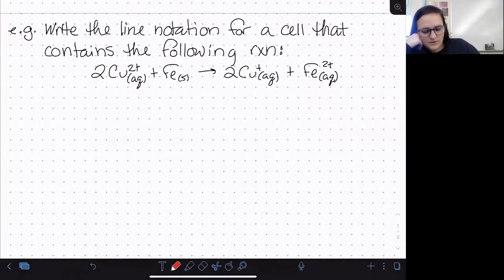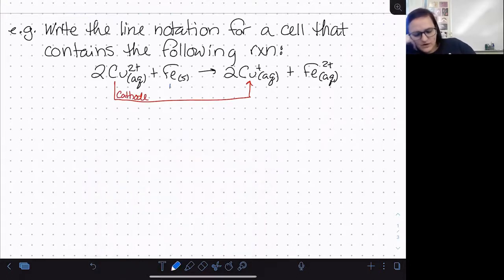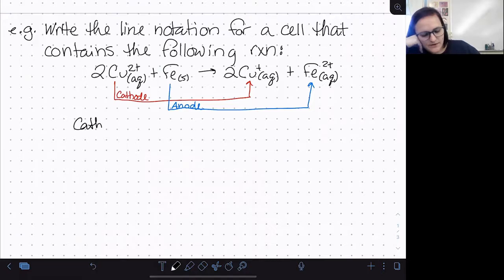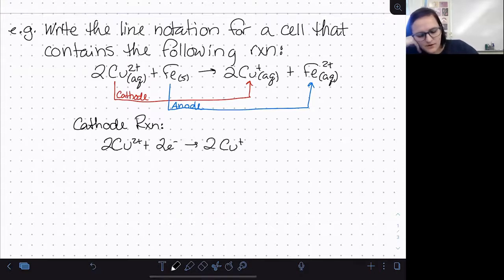So in this reaction, we can see that Cu2+ is being reduced to Cu+. Reduction occurs at the cathode, and iron is being oxidized to Fe2+, so oxidation occurs at the anode. That means that our cathode reaction is going to be Cu2+ producing Cu+.